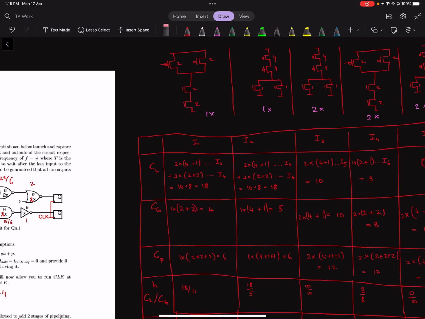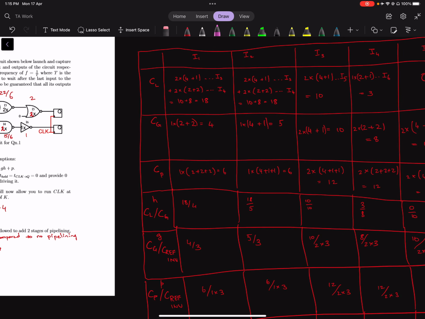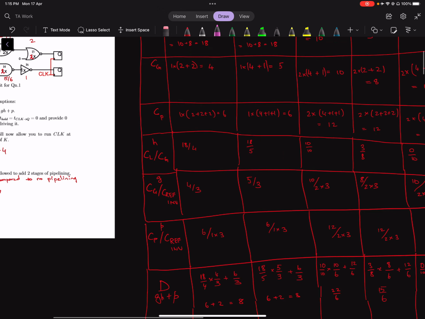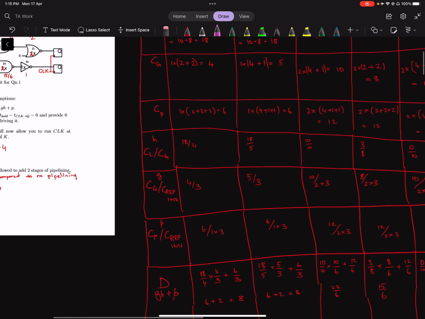So that will just be times 1x, because it's a 1x gate. So that will be 6. Yeah, so once you have CL, CG, CP, you can get the logical effort, the electrical effort, and the parasitic effort, right?